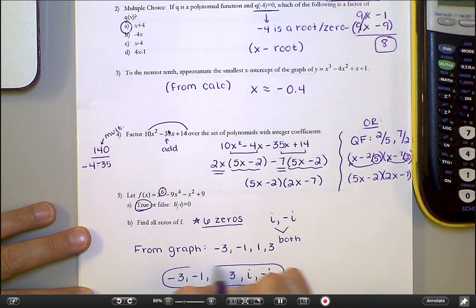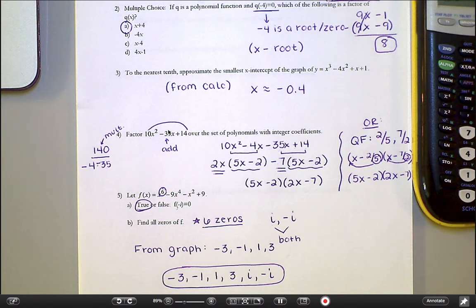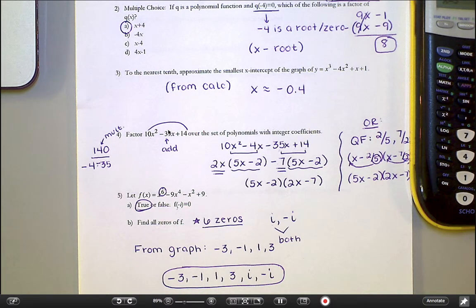Now, if for some reason we weren't able to get all 6 off the graph, what you would have to do is turn whatever ones you did have into factors and then divide this thing by whatever factors you're working with, okay? And then you should be able to use the quadratic formula or something similar on the rest. But this one worked out nicely that it just came right off the graph for us.